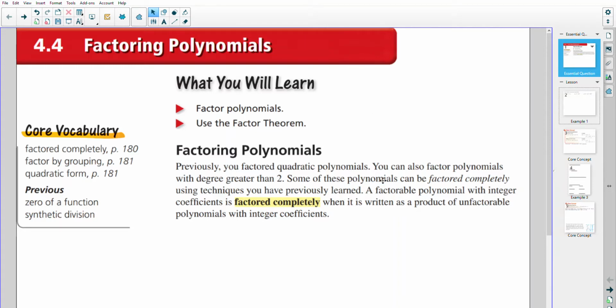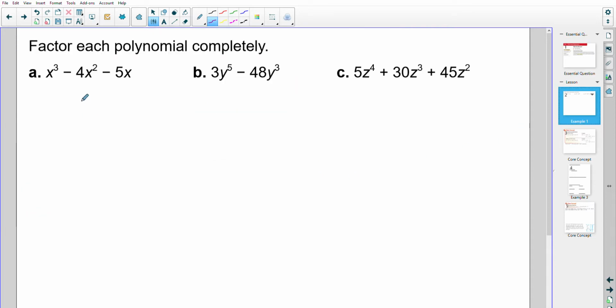4.4 factoring. There are different ways of factoring, and this video is going to highlight some of the different ways of factoring polynomials completely. Just a reminder, if you have problems like this, the first approach that you would take is to factor out the common factor of each of the terms.